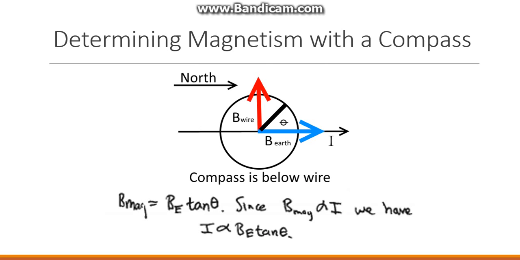Now in this problem, we will be making an assumption. So usually when you deal with magnetism and compass needle degrees, you would say that the magnetism of the wire is equal to magnetism of Earth times tangent theta. Since Bmag is about equal to current, we're going to be saying that current is equal to the magnetism of Earth times tangent of theta.